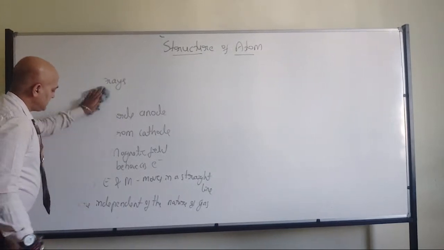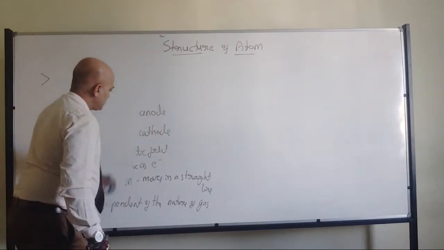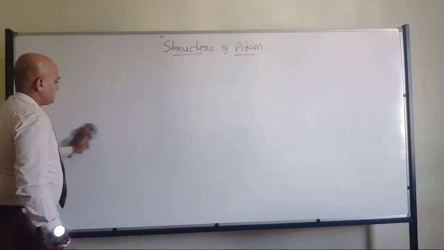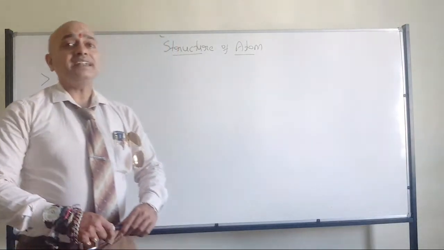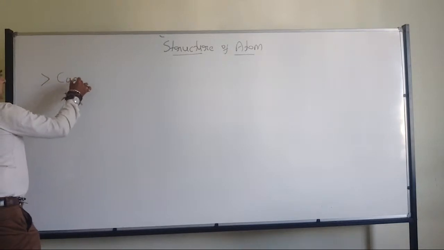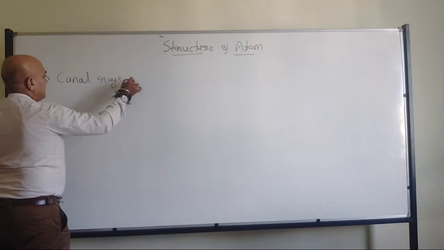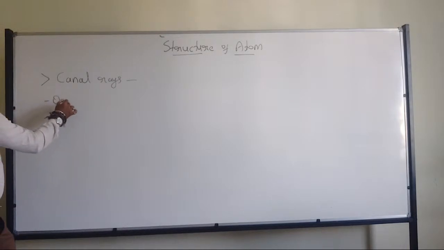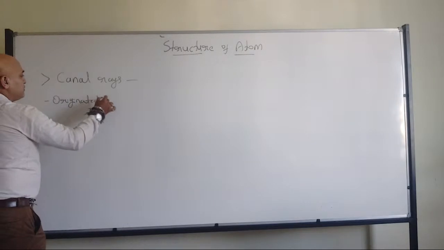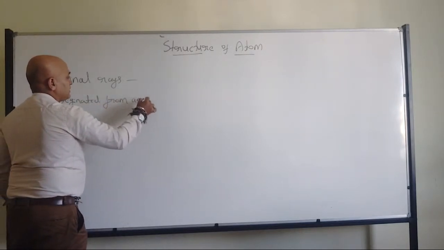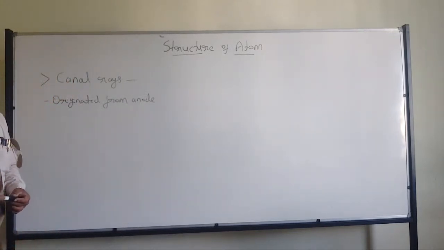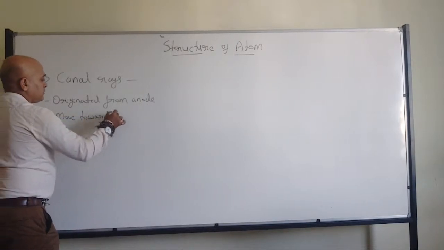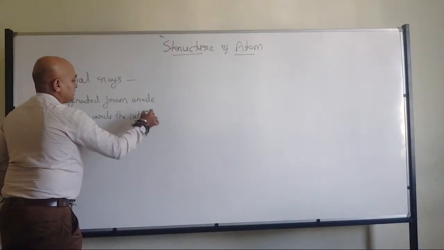Then what else? What else we have discussed? Then we have discussed about the canal rays. Right? Now, canal rays, they are originated from anode. Right? So now they will move towards the cathode.